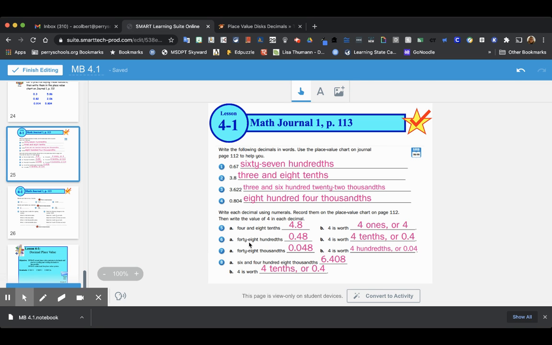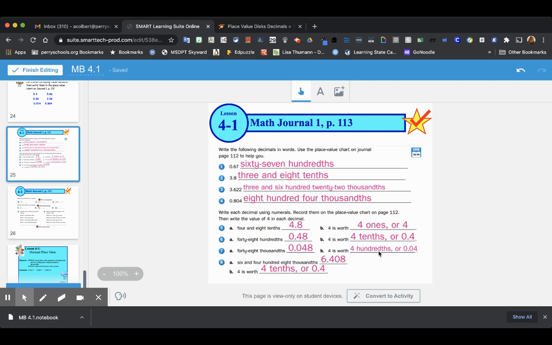For 4 through 8, you can see that 6 was 0.48. The 4 was worth 4 tenths, or you could have written 0.4. You could have also written 4 over 10, the fraction 4 tenths. That would work as well. Number 7 was 0.048 because it's in the thousandth place.